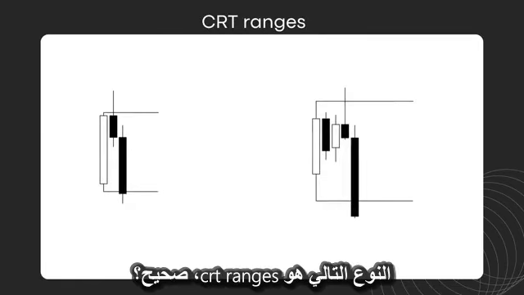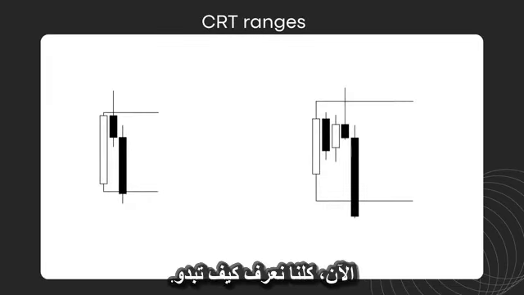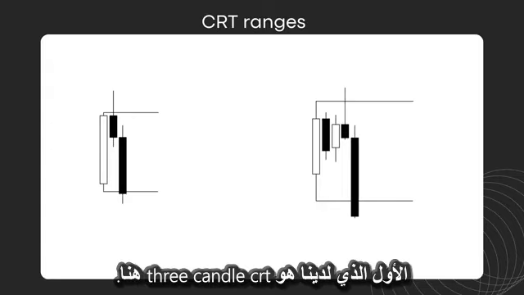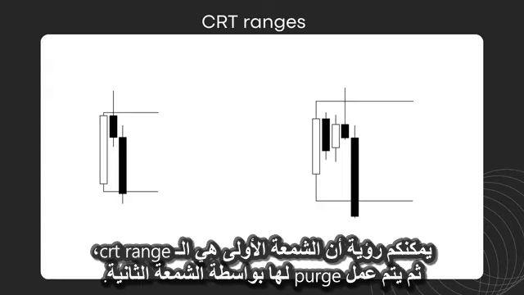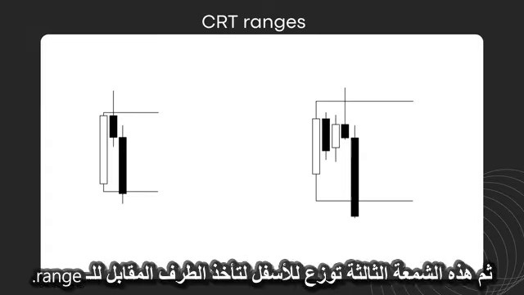Next one we've got is CRT ranges, right? Now we all know how they look. First one we've got is the 3 candle CRT right here. You can see the first candle is the CRT range, then it purges the second candle, and then this third candle distributes lower to take out the opposite end of the range.